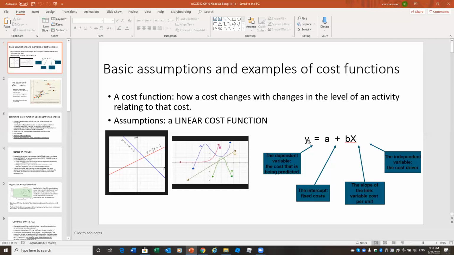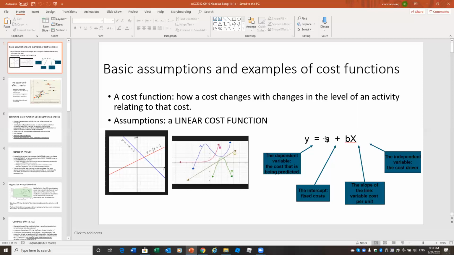So the y is called the dependent variable. This is the dependent variable. We want to predict the cost, or we want to predict anything. I always say, you want to predict, hey, how many total points you will get in the class, right? So this is the thing you want to predict.